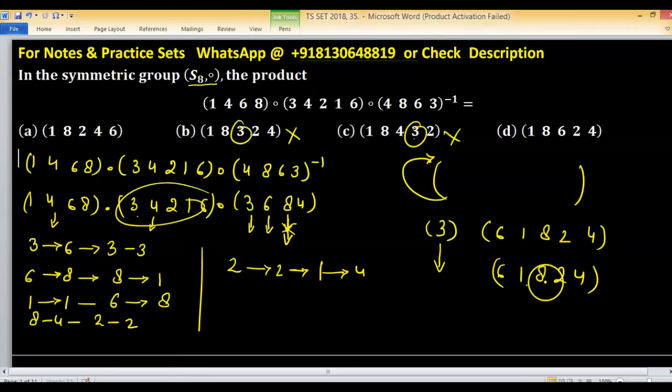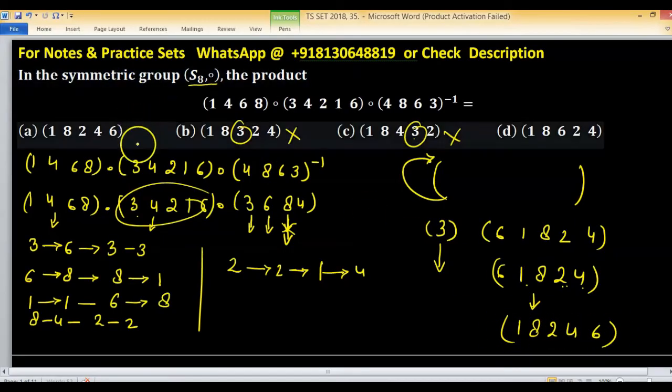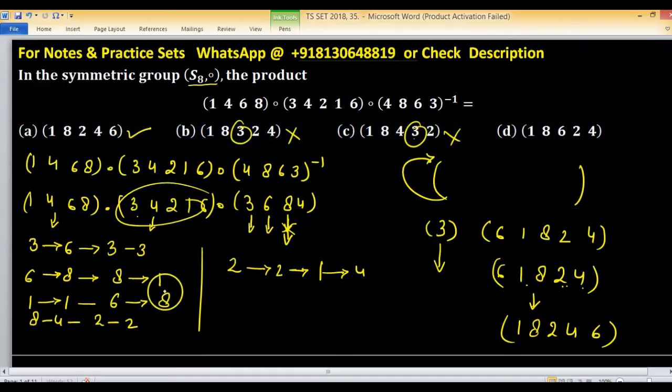6 is going to 1, 1 is going to 8, 8 is going to 2, 2 is going to 4. You can write this one as 1, 8, 2, 4, 6 and the cycle closed. In option A, this is matching. It will be the right key.